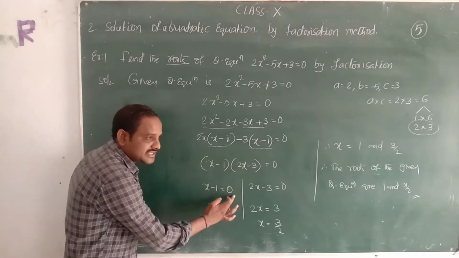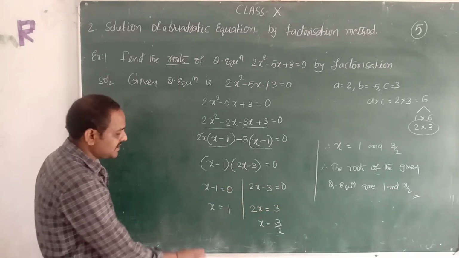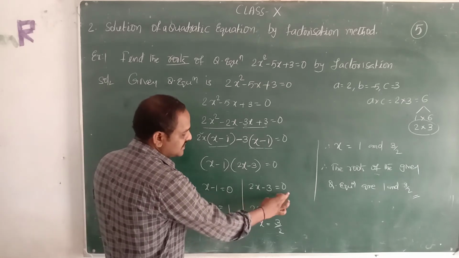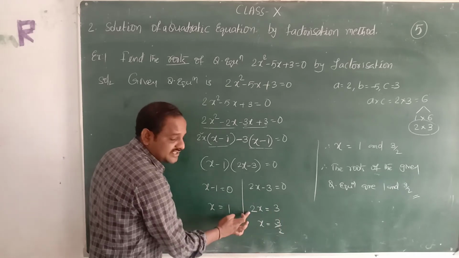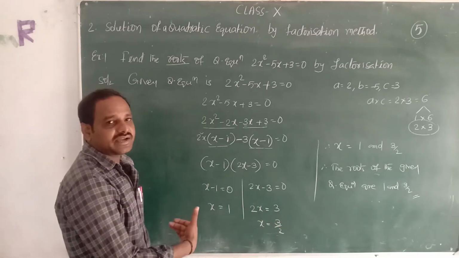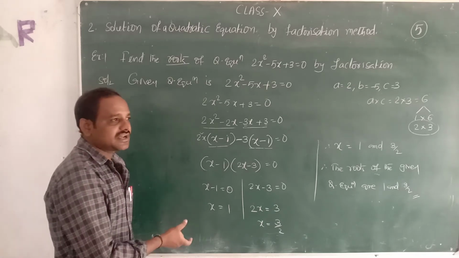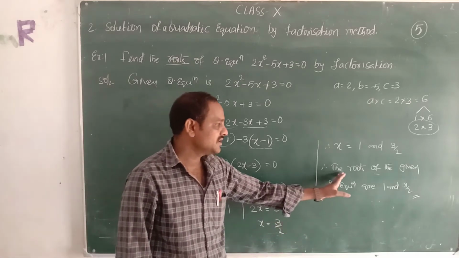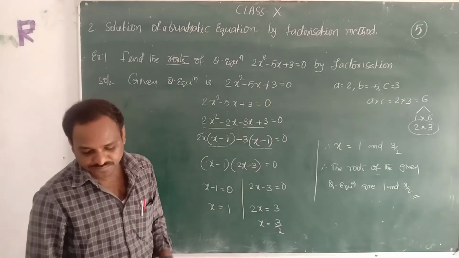So x minus 1 is equal to 0, and 2x minus 3 is equal to 0. Then x is equal to plus 1, since the minus 1 becomes plus 1. For 2x minus 3 equal to 0, this minus 3 becomes plus 3, so 2x is equal to 3. When we transpose 2, which is a multiplication, it goes to the place of division. That means we get 3 by 2. So the values of x are 1 and 3 by 2. These are the roots of the given quadratic equation. So that is the conclusion: therefore, the roots of the given quadratic equation are 1 and 3 by 2. Did you understand?